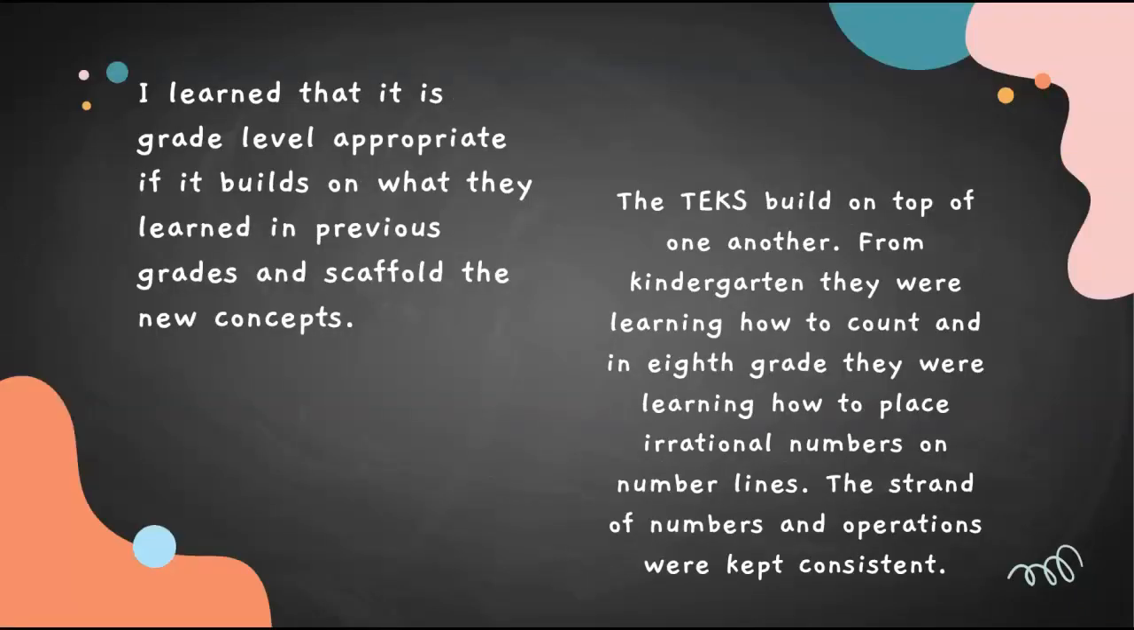What I learned about grade level appropriateness is that it is grade level appropriate if it builds on what they learned in previous grades and it scaffolds to new concepts. What I learned about the structure of TEKS is that the TEKS build on top of one another. From kindergarten, they were learning how to count, and in eighth grade, they were learning how to place irrational numbers on the number line. The strand of number and operations was kept consistent.